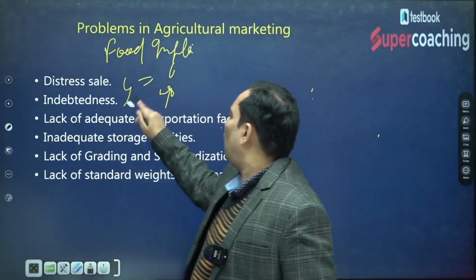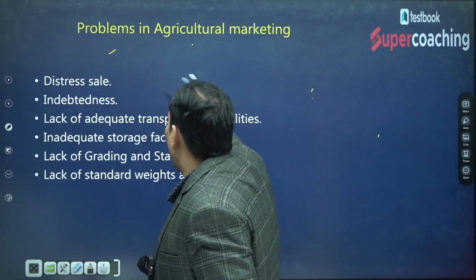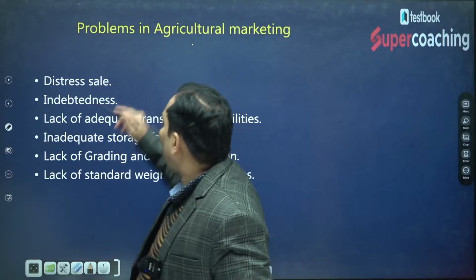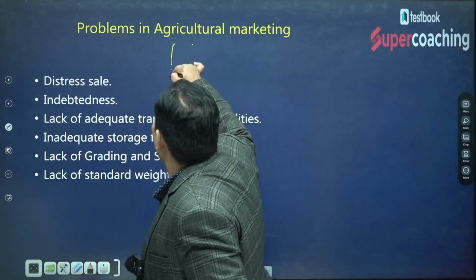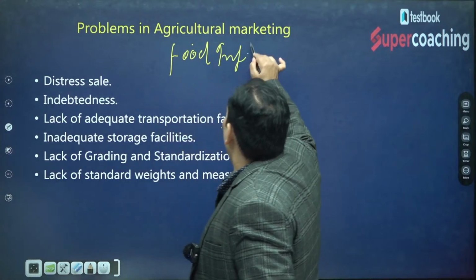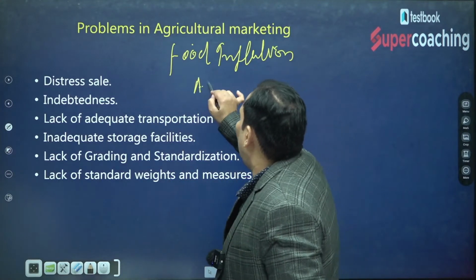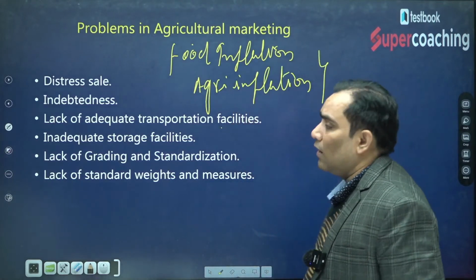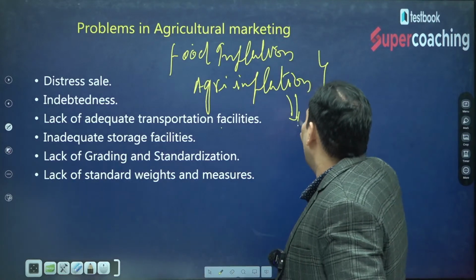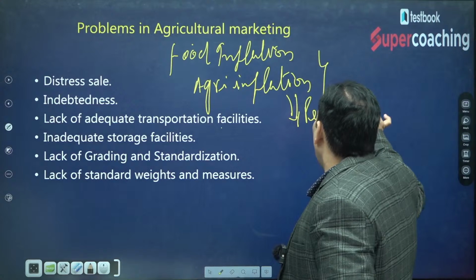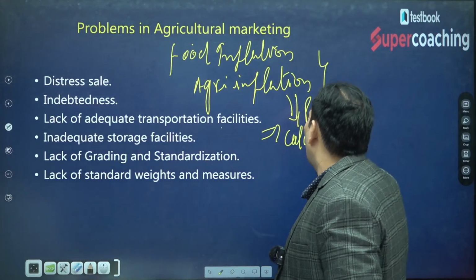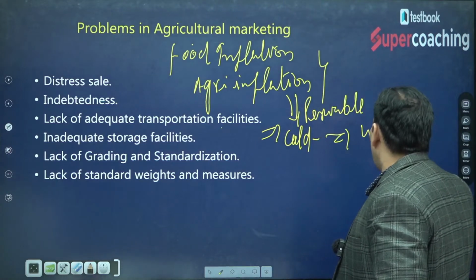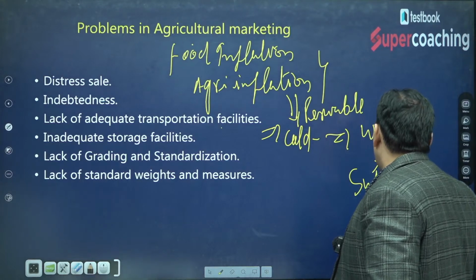That means the lack of adequate storage facility is one of the reasons for food inflation or agri inflation in India. This is one of the reasons, because food items are perishable in nature, and if you do not have cold storage facility, they are going to be wasted. So if they are wasted, then supply is going to reduce, whereas demand is constant.